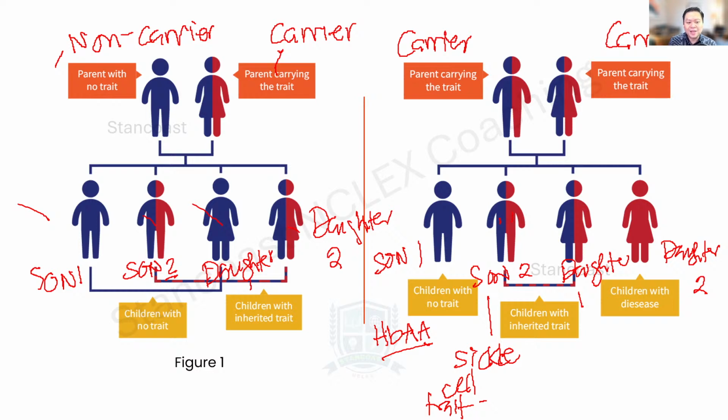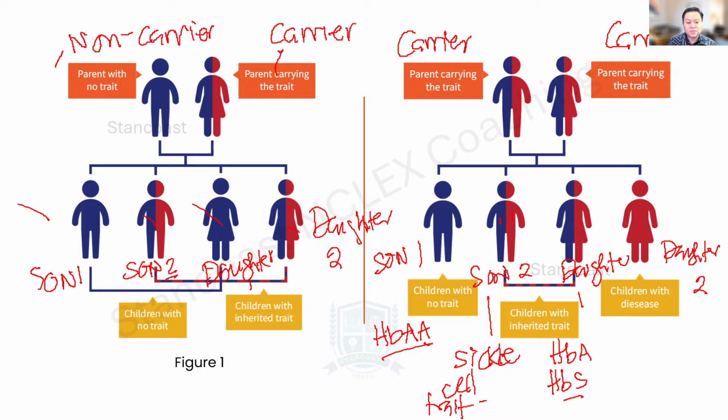Now, the same thing will happen with daughter number one. So daughter number one inherited one normal hemoglobin gene from one of the parents, HbA, and also inherited one defective hemoglobin gene from one of the parents, HbS. And the same thing with the second son. She's going to be a carrier, but will not manifest any signs and symptoms of sickle cell disease, but she can pass this on to her offspring.